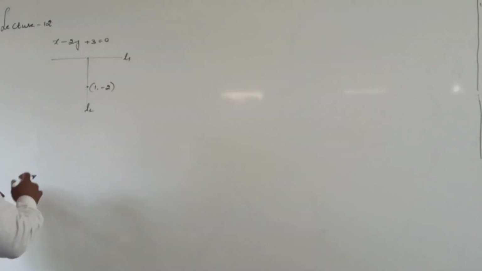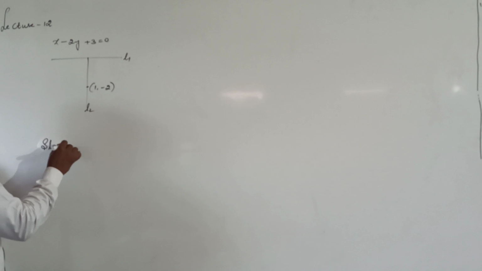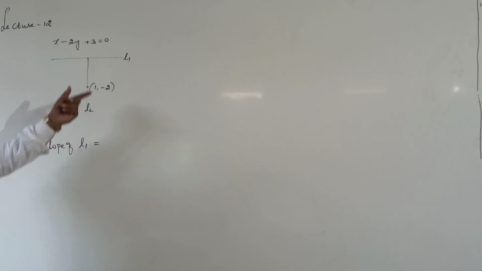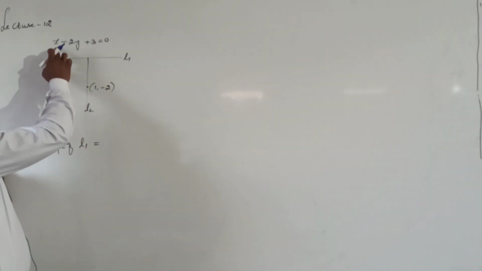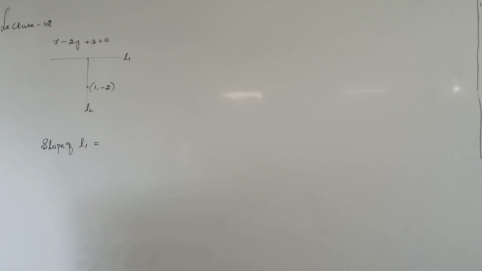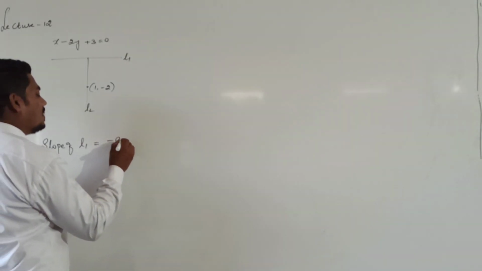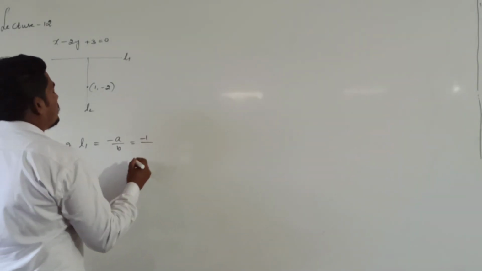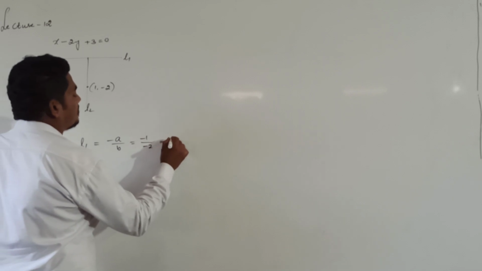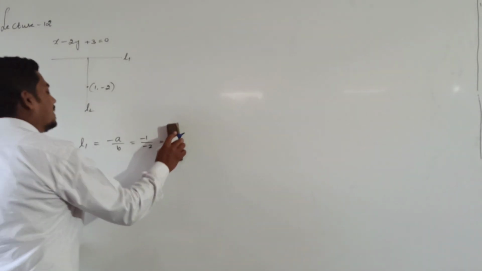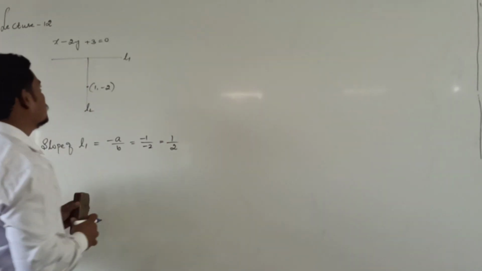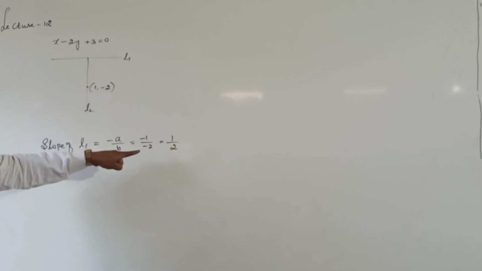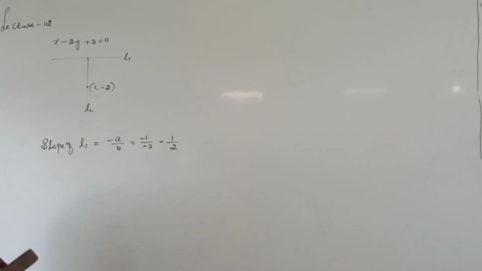Slope of the given line, slope of L1. This is L1, of the form ax plus by plus c equal to 0. Then, already you know the slope formula, minus a by b, that's equal to minus 1 divided by minus 2, that's equal to 1 divided by 2. Minus a divided by b, negative sign as it is, a value 1 divided by b value minus 2.